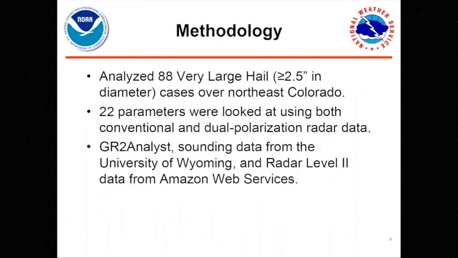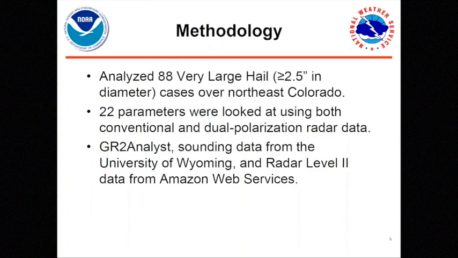So for this project, I analyzed 88 very large hail cases, and in this project, very large hail was greater than or equal to 2.5 inches in diameter. This was all over northeast Colorado. I think I began with 134 cases, but had to limit some because there were issues with the radar and the report times matching up, or there were just duplicates.